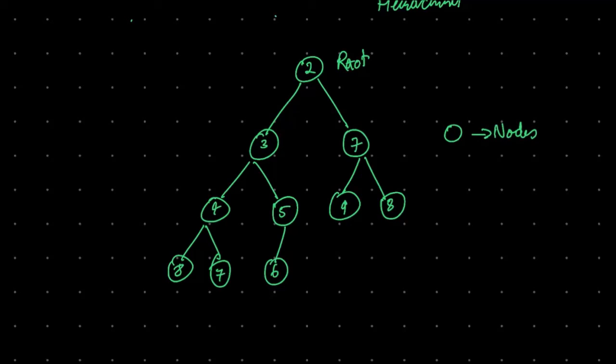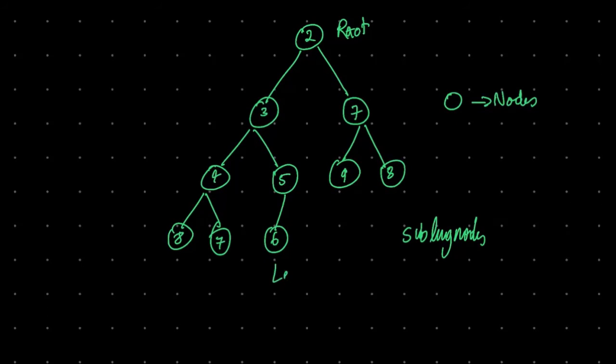So 3 and 7 are parents here, and so are 4 and 5. And then 8 and 7 here, for example, are our sibling nodes, just because they are from the same parents. That's what we need to know as well. Moving on, we also need to understand leaves. Leaves are the last nodes in the trees, and how important they are at times. There is no node after this one.